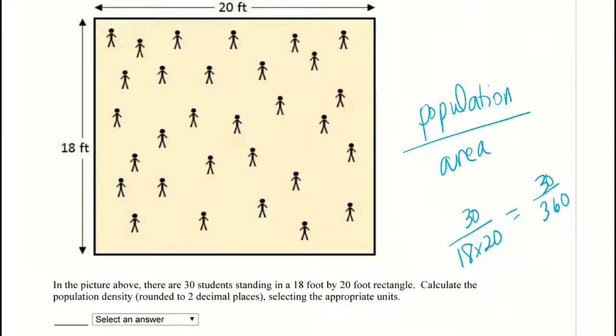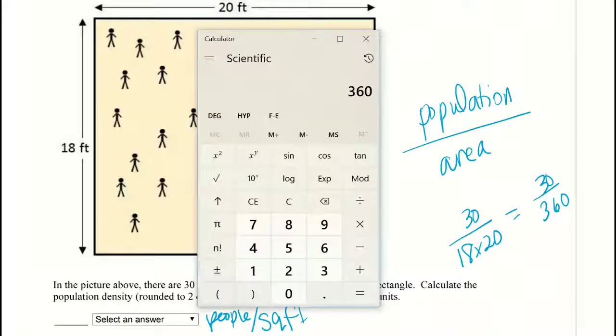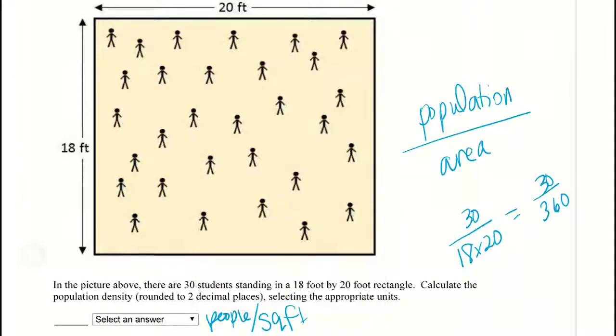Now sometimes we can just reduce and leave it like that. Other times we need to actually calculate it out to the decimal. Our units are going to be people per square foot. And then we round it to whichever place, so 2 decimals, 0.08.